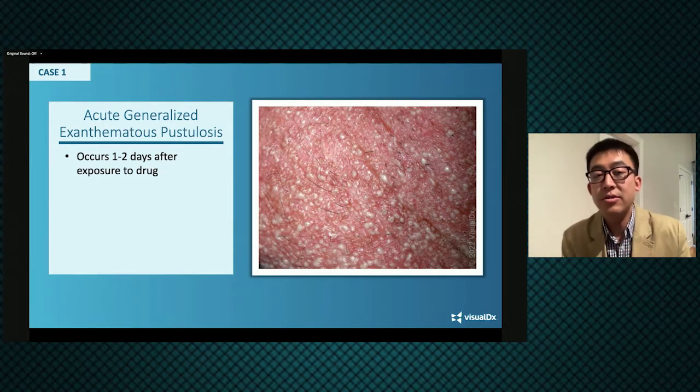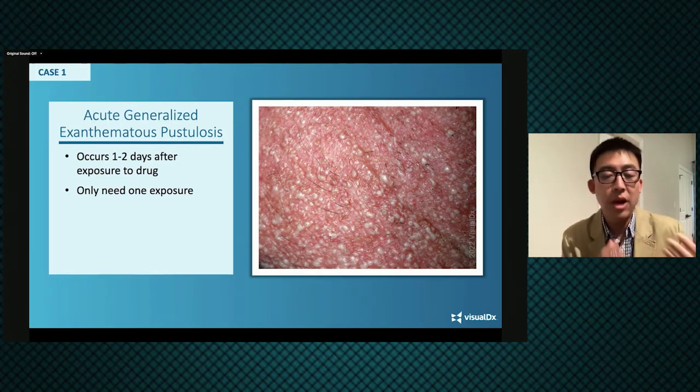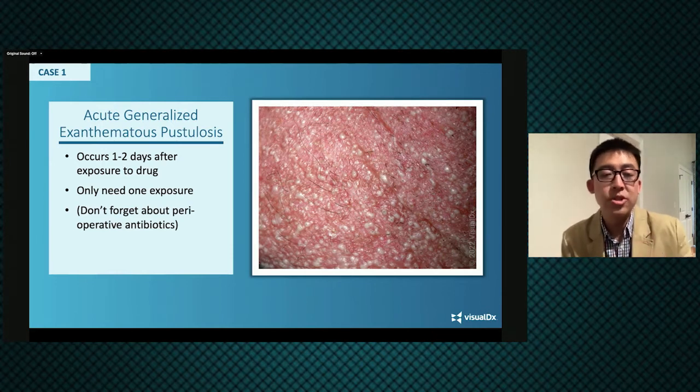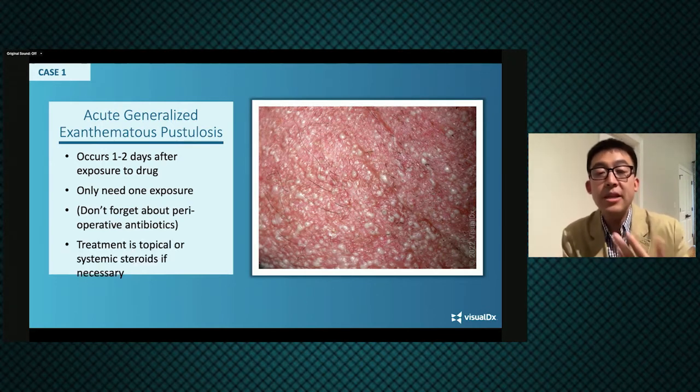This diagnosis occurs generally 1 to 2 days after exposure to a drug. You only need one exposure, unlike the other types of type 4 hypersensitivity reactions. Just one dose is enough to elicit this reaction. I always remind people not to forget about perioperative antibiotics because of just that one dose that's necessary. And for me, the treatment is usually topical steroids, but I'll start systemic steroids if necessary, especially if the patient has systemic symptoms or has lab abnormalities that are found.